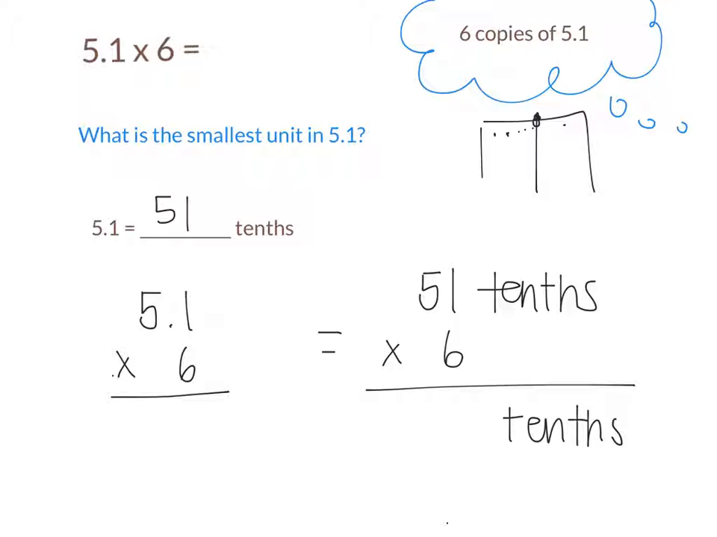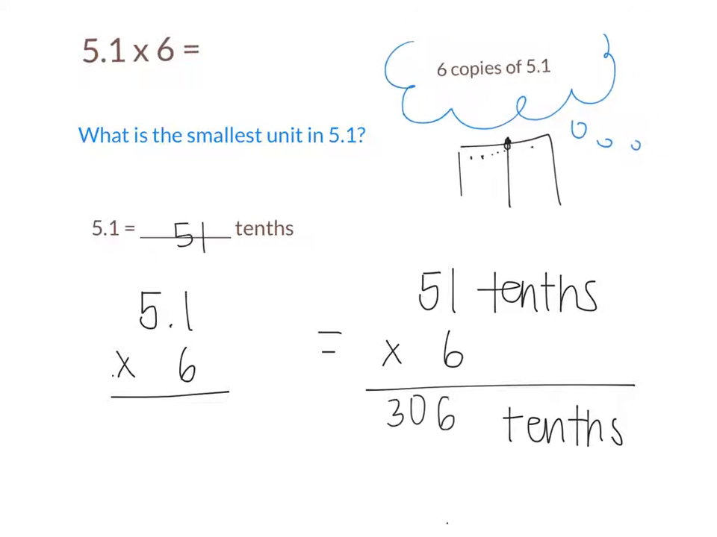5.1 times 6 is the same as 51 tenths times 6. Yes? And what is 51 times 6? Well, we could do 6 times 1 is 6, and then 6 times 50 is 300. So is this the same as 306 tenths? Yeah. If I made 6 copies of 51 tenths, I will have 306 tenths. Yes? Okay, go ahead and write that in your notebook.